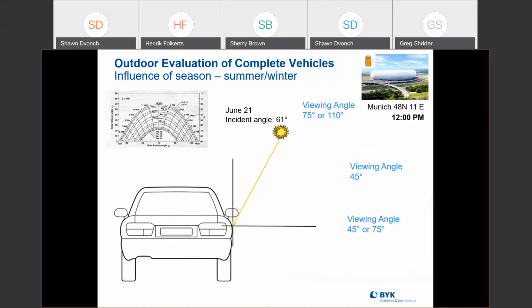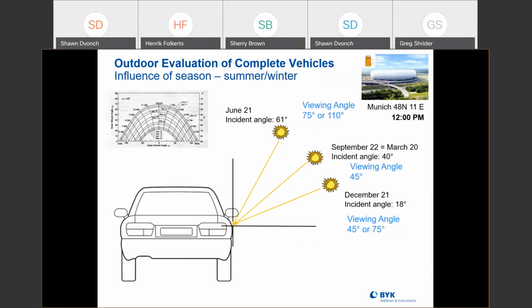The other thing that's important is the time of year. So when I'm in June 21st, I'm looking at the 75 or the 110, and when I get into September or March, I'm looking at the 45. And December, I'm looking at the 45 or the 75.